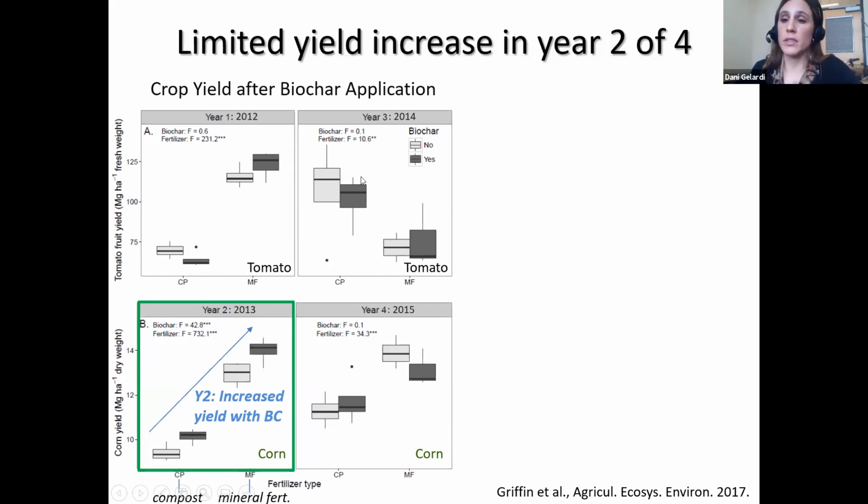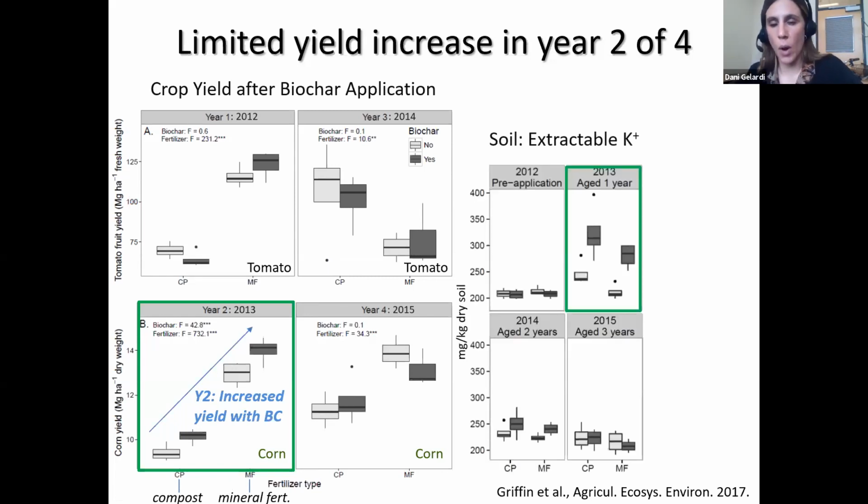And interestingly, after 4 years of tracking tomato and corn yield, what Deirdre found was that there was no influence in years 1, 3, or 4, but there was a slight increase in year 2 in both the mineral fertilizer and the compost systems. So biochar was able to increase corn yields, whether it be an organic or a conventional fertilizer type. So that was a really interesting result. And when she dug in a little bit deeper to figure out why, she found elevated levels of potassium, calcium, and phosphate in that second year.